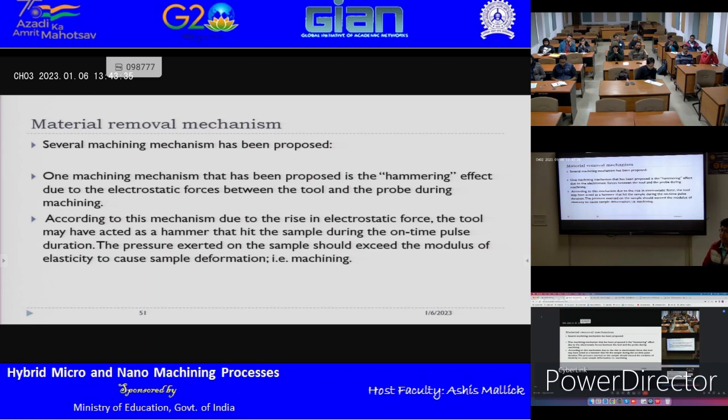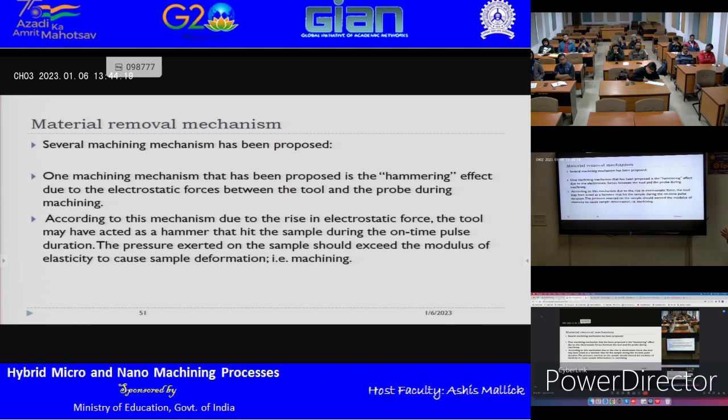Okay, so for the material removal mechanism, they actually offer several hypotheses. First hypothesis, they said, is a hammering effect due to the electrostatic force between the tool and the workpiece. Hammering effect means you have a very sharp tip, and you are supplying very high energy through that sharp point. So because of that very large hammering effect, the sharp tool melts away.